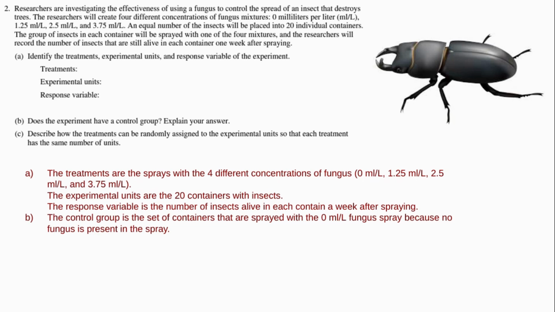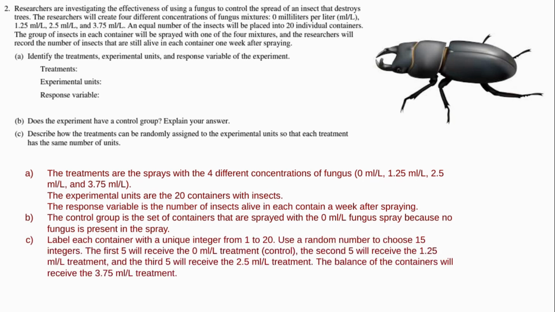All right, let's look at part C. Here's my answer. We can label each container with a unique integer from 1 through 20. And we're going to use a random number generator to choose 15 integers. The first 5 will receive the 0 milliliters per liter treatment.